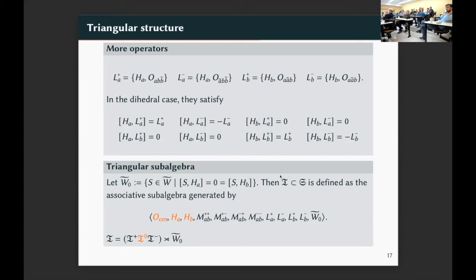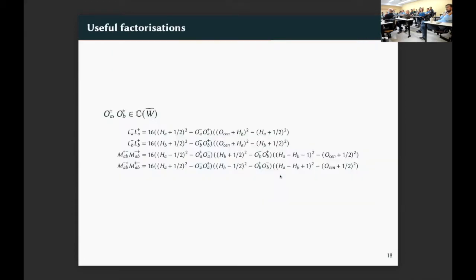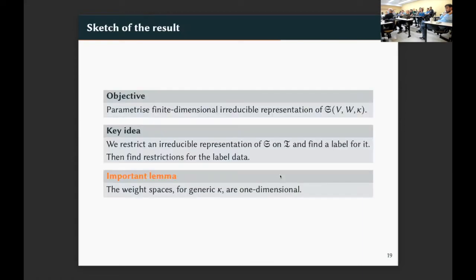How can we use this and why is this particular? The reason it's useful for us is because we have a lot of factorization that we can do on the level of the algebra for this element. We can factorize LA and M's, so we can parameterize finite-dimensional representations in S. And the idea is we will restrict from S to T and find a label for the representation. And an important lemma that we will use is that for generic kappas, the weight spaces are one-dimensional.